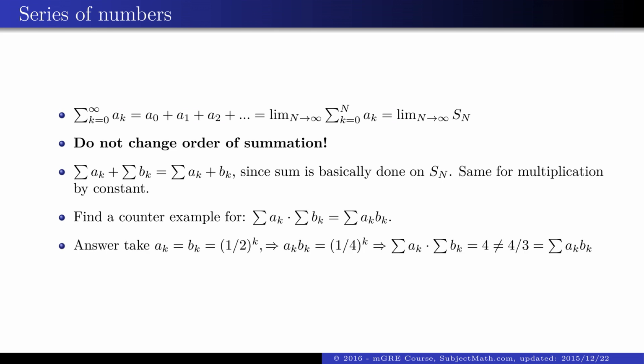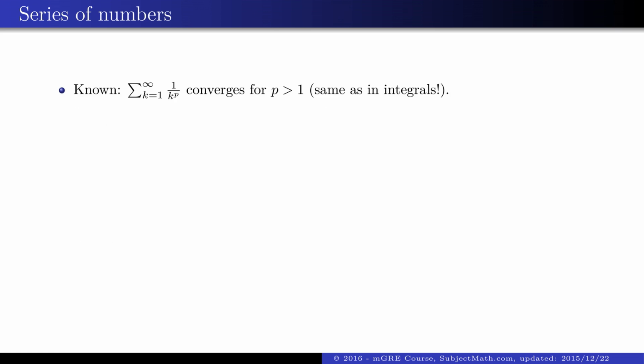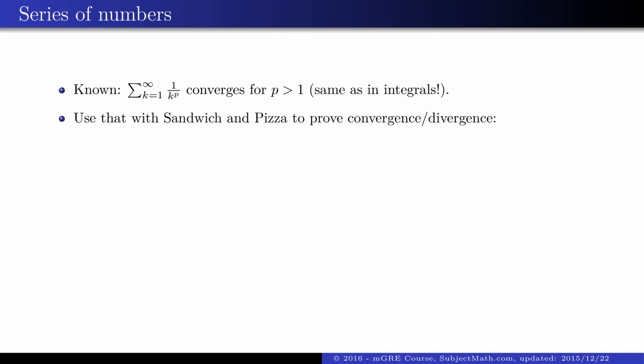Well, observe this counterexample. A well-known series is the infinite sum of 1 over k to the power of p, which converges when p is strictly greater than 1. The resemblance to the integral of x to the power of p is not coincidental, and we will talk about it later. This canonical example allows us to easily compare between series.